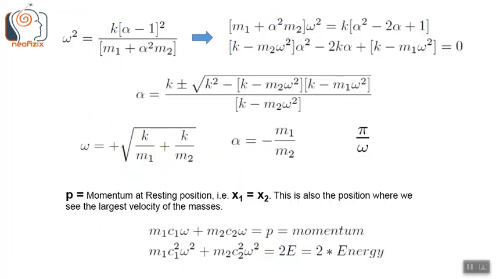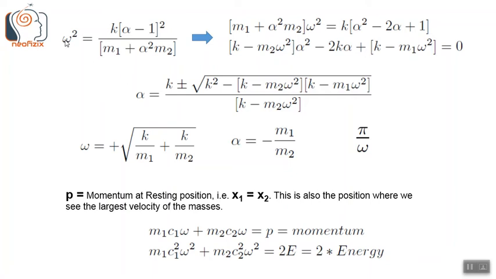Rearranging the omega square equation, we get this quadratic equation in alpha. For a given value of alpha, there is only one value of omega square. But for a given value of omega square, there can be a maximum of two different values of alpha. Solving the quadratic equation here, we get these two values for alpha. So these are the two values of alpha we can have at the same omega square value.